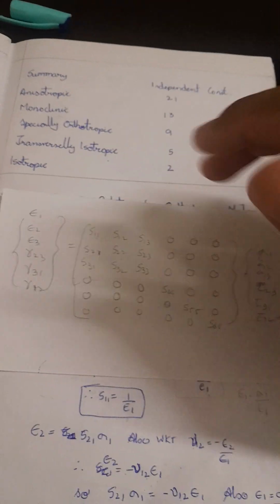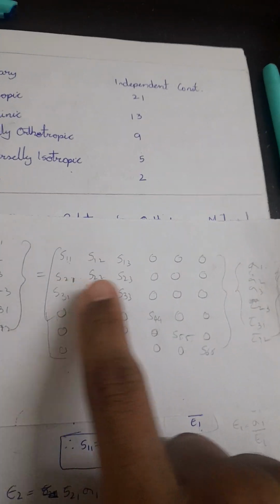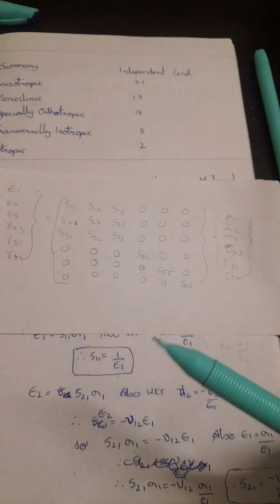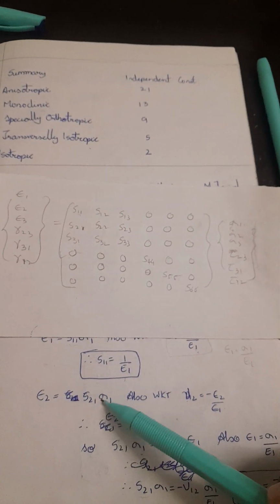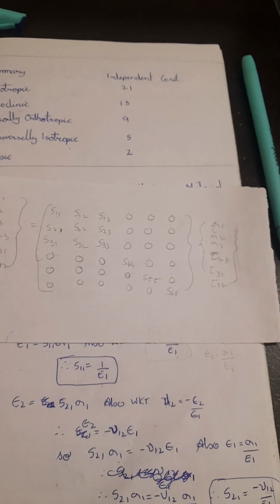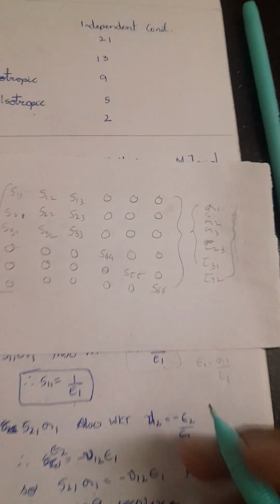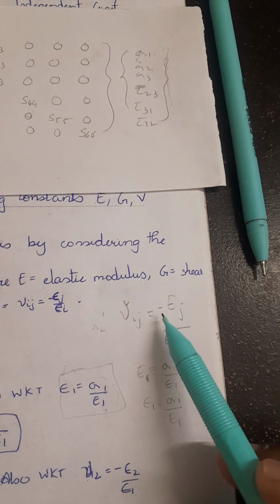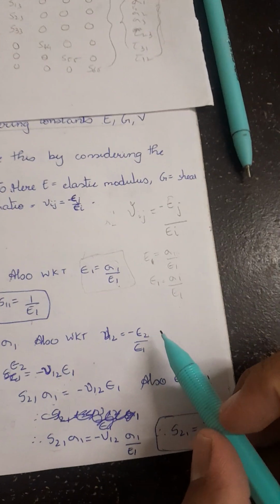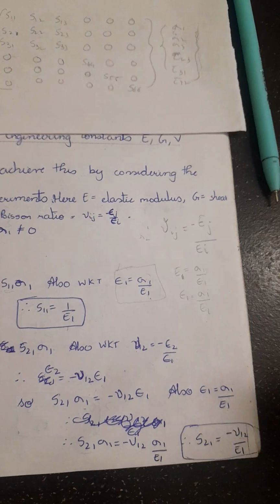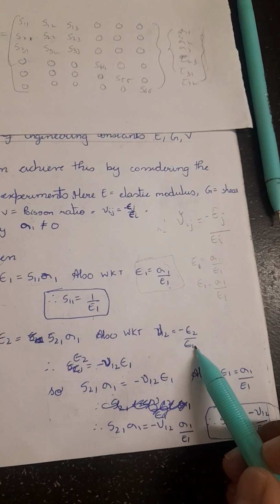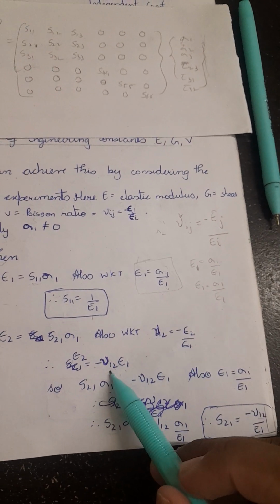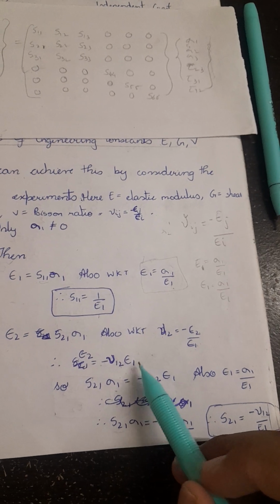Now in the next part, we multiply S21 with sigma 1, and all the other terms go to 0, right? So strain 2 would be S21 times sigma 1, and we also know the Poisson's ratio V12, as I already told you, we write as the negative of strain 2 by strain 1. So I can write my strain 2 as the negative of Poisson's ratio times strain 1. So this is my strain 2.